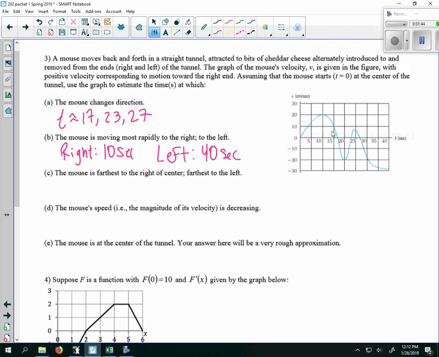When is the mouse farthest to the right of center and farthest to the left? Well, he starts at the center, and when his velocity is positive, he's moving to the right. So here he's moving to the right, moving to the right, moving to the right, and he is moving to the right for a full 17 seconds before he turns around and heads back to the left. So then he goes back to the left for a while, then he moves right, but for a very small amount of time. Smaller than the amount of time that he spent moving left. Okay, so he is furthest to the right after 17 seconds.